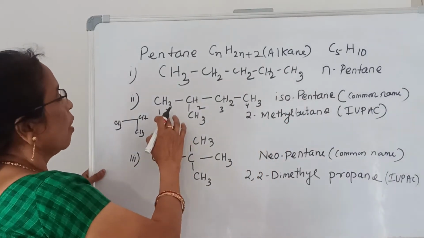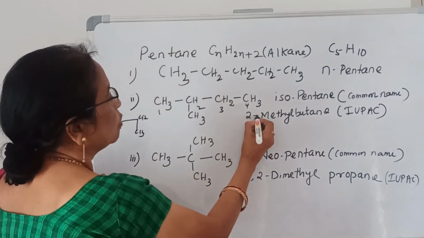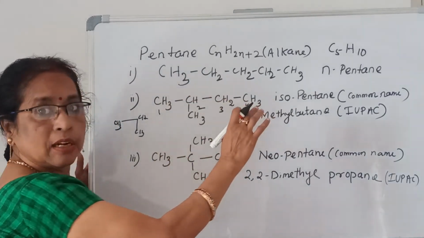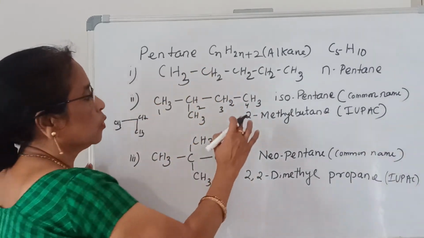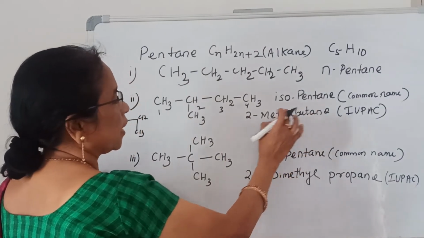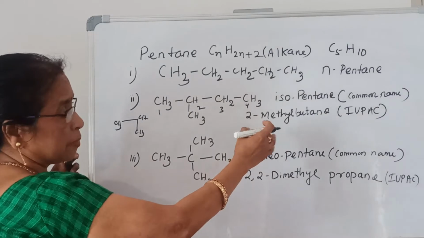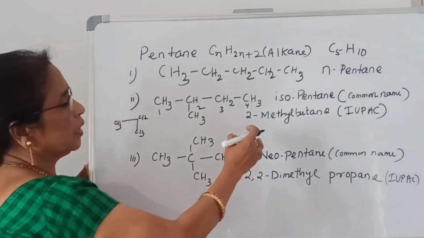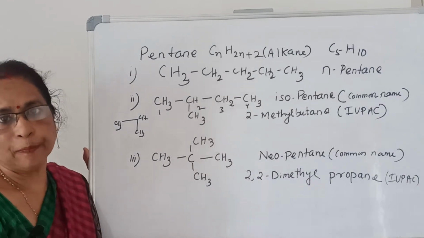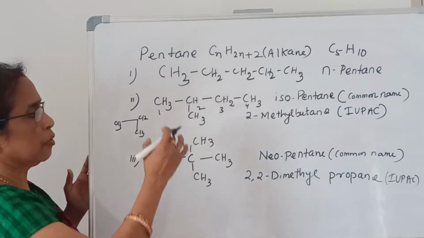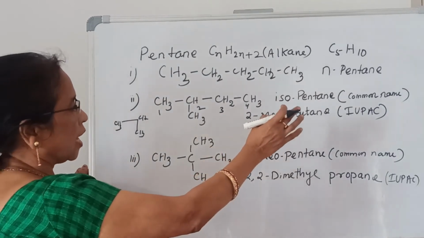And here 1, 2, in 2 position there is a methyl group. So 2 methyl. And what is the long chain? That is 1, 2, 3, 4. 4 means butane. So 2-methyl butane. The name should start with the number, and between butane and methyl there should be no gap. Then what is the name? 2-methyl butane. That is called the IUPAC name. You will select the longest chain. You will find which side the substituent is nearer, and you will count, this is 2-methyl butane.